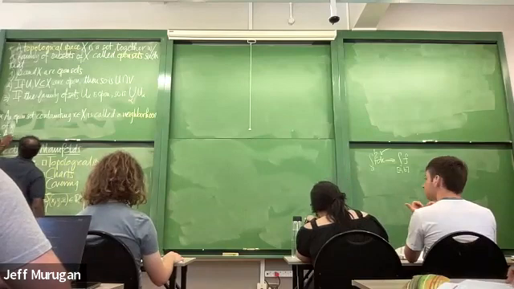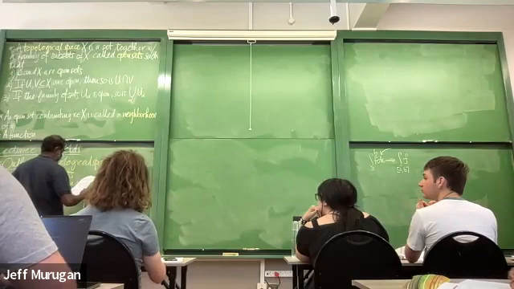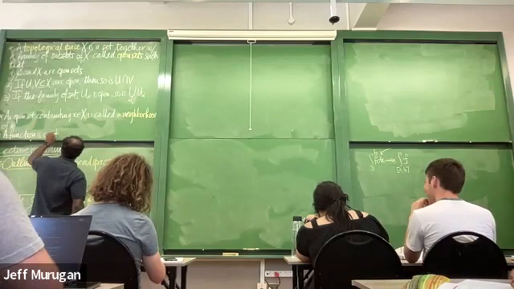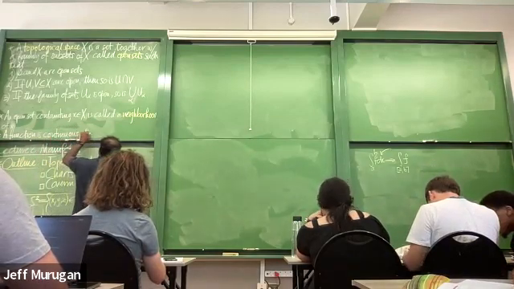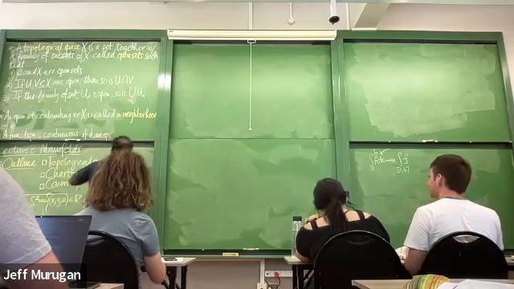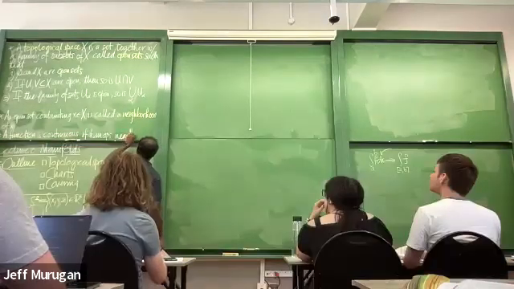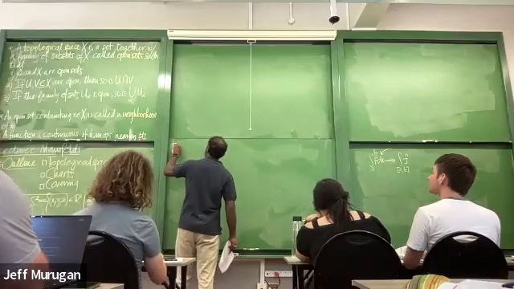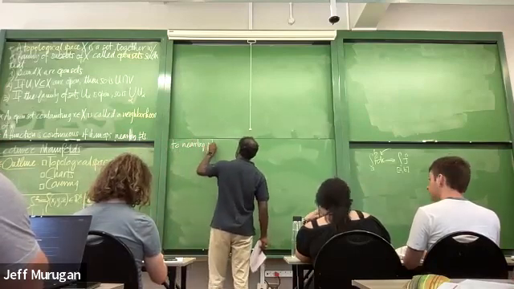A function is continuous if it maps nearby points to nearby points.